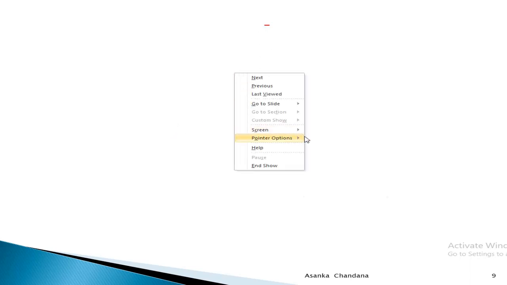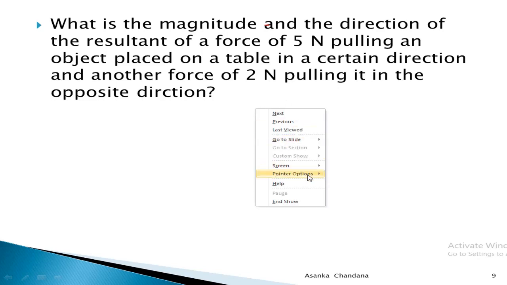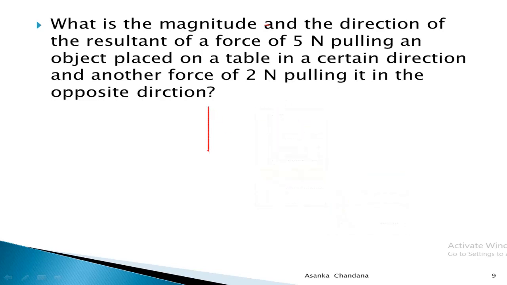Then we will go to our next topic. What is the magnitude and the direction of the resultant of a force of 5 Newton pulling an object placed on a table in a certain direction and another force of 2 Newton pulling in the opposite direction? Now I have questions. Now we are going to solve some questions.